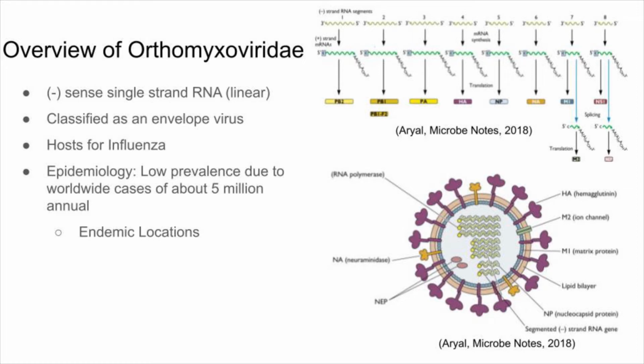In looking at one specific virus, we will look at the overview of influenza A. This virus is a negative sense single-strand RNA. It is also classified as an enveloped virus that has a large range of hosts. Those could be humans, livestock, marine life, and birds. Looking at its overall cases throughout the world, it has a low prevention rate, as it has 5 million cases annually. Endemic locations include North and South America, as well as Southern Asia and European regions.